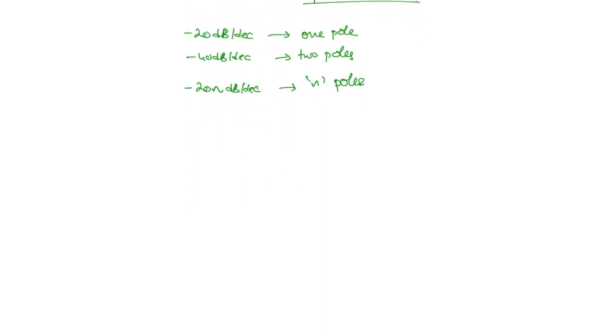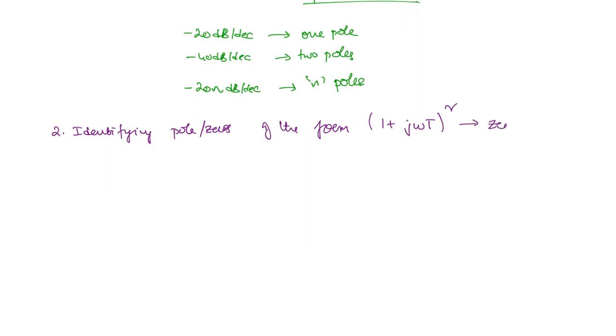Next is identifying poles or zeros of the form (1 plus j omega T) to the power r. That means there is more than one pole or zero. This is a zero of order r. If you write 1 by (1 plus j omega T) to the power r, it is a pole of order r.